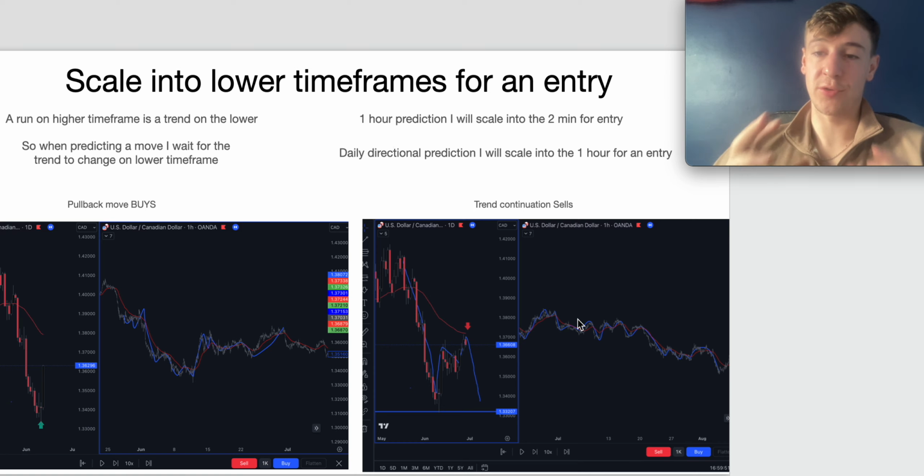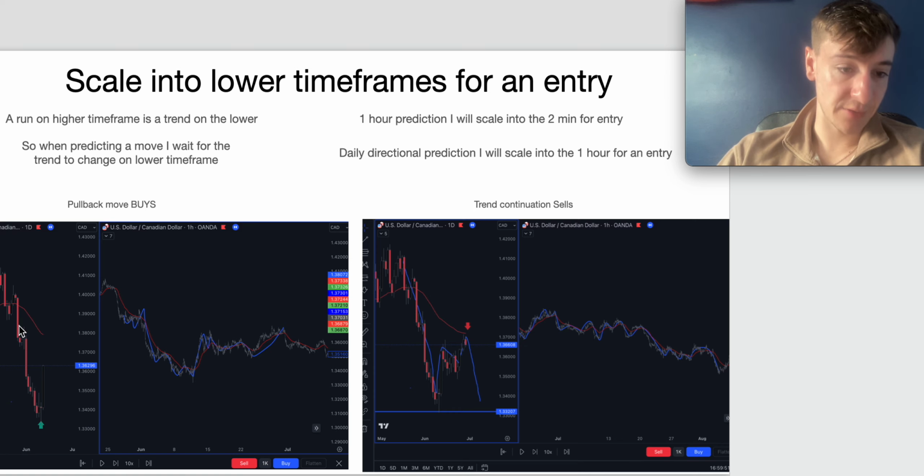So they sort of correlate with each other, but don't mix it up. Trade the daily and the hourly, or trade the hourly and the 2 minute. But for this example, let's just stick with the daily time frame predictions, DDPs, and then entering on the hourly time frame for an entry. So it's very important for everyone to be aware that a run on a higher time frame is a trend on the lower time frame.